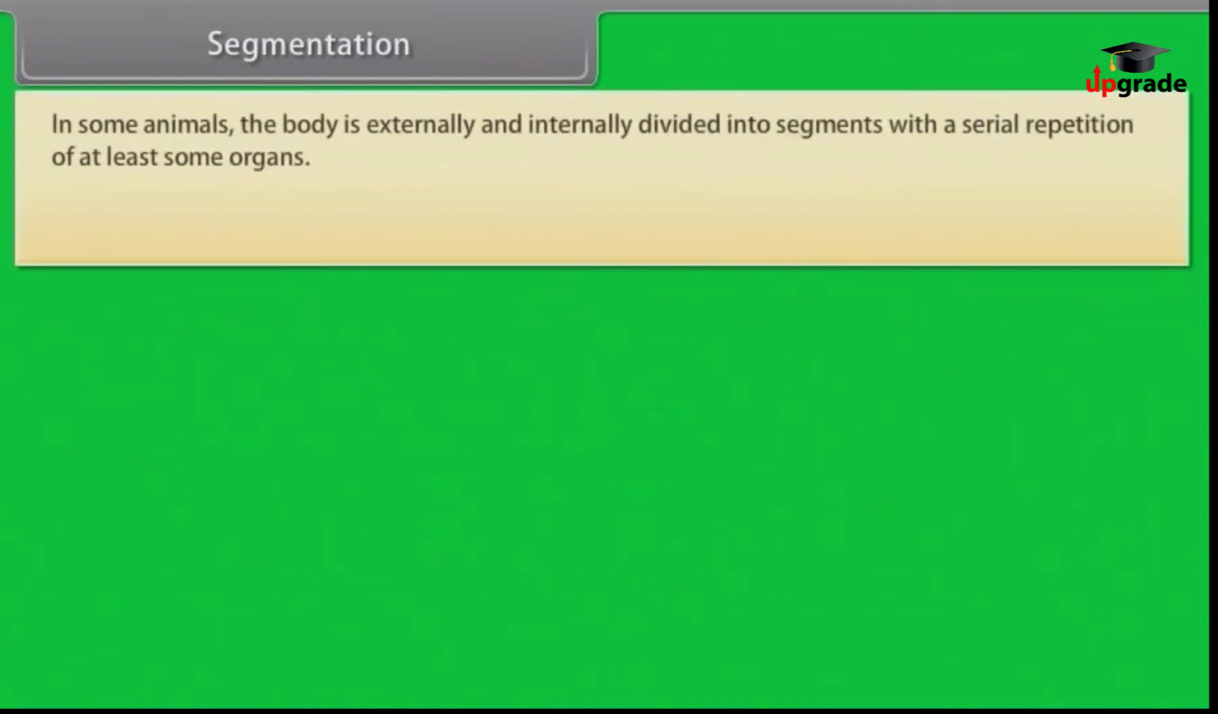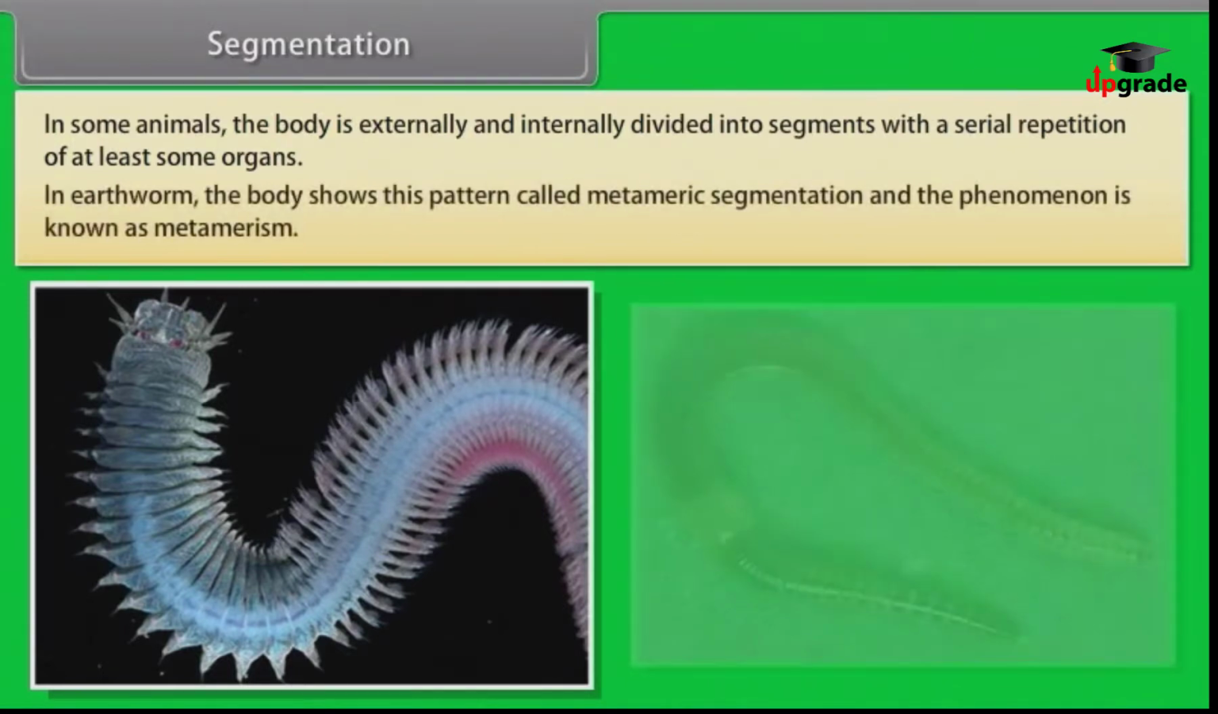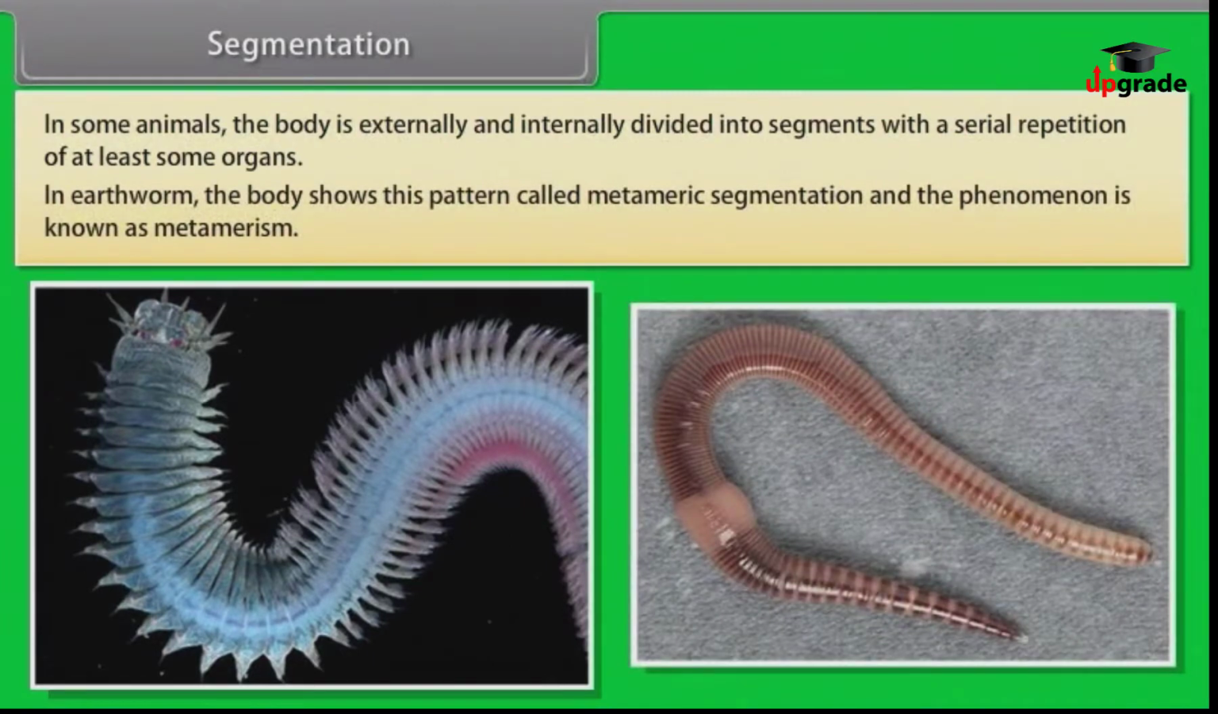Segmentation. In some animals, the body is externally and internally divided into segments with a serial repetition of at least some organs. In earthworm, the body shows this pattern called metameric segmentation, and the phenomenon is known as metamerism.